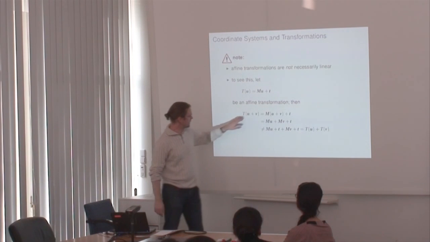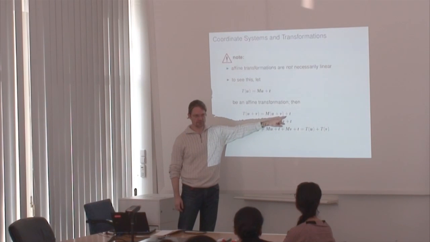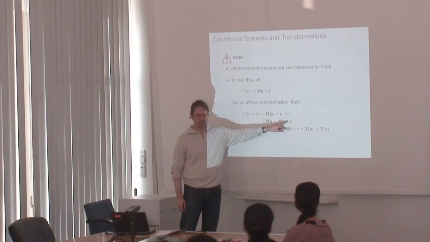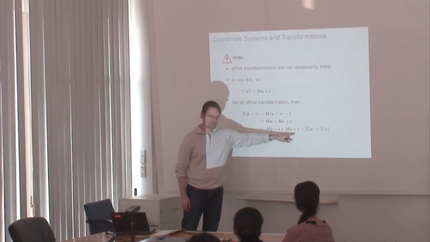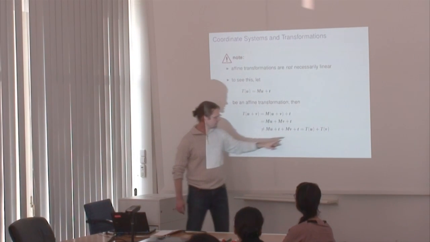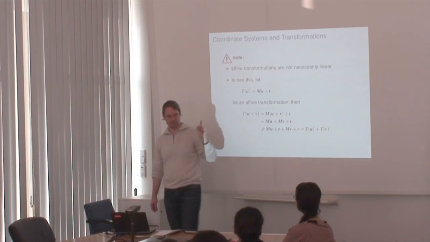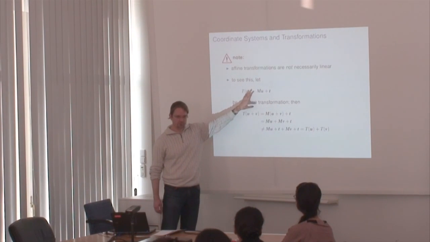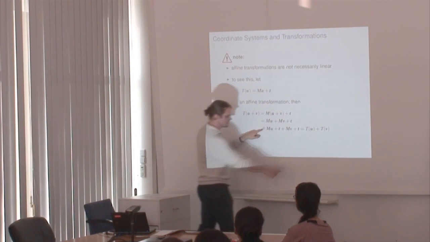Now then what happens if we apply this to u plus v? Well, we plug this in here, so M times u plus v plus t. And this here is M times u plus M times v plus t. But this is not the same as M times u plus t plus M times v plus t. There's two t's here where there's just one t here. But this would be the result if we had T applied to u and T applied to v. So once again, for this general form of an affine transformation, this here is not the same as that.